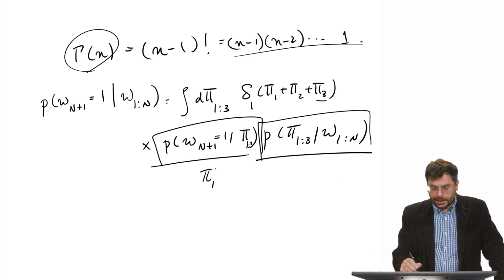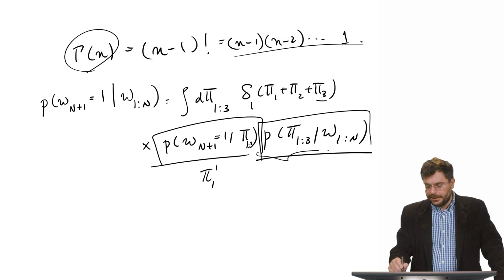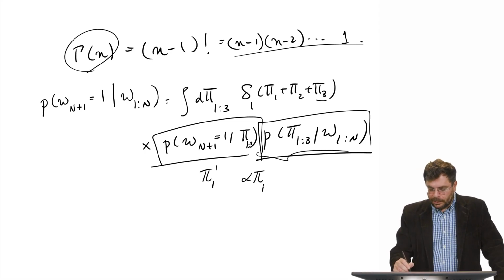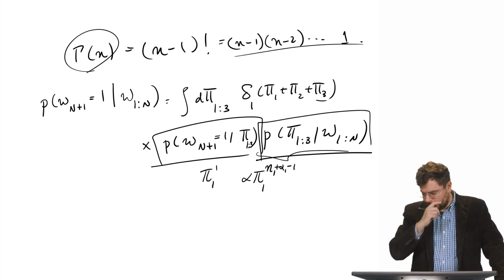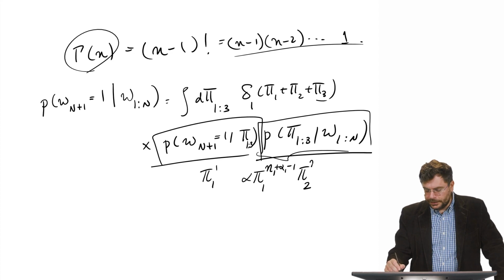It's simply going to be pi 1 raised to the 1, because it's the probability of observing the first outcome. This term here will be quite simple. It's going to be proportional to pi 1 raised to the number of outcomes that I have observed from my first option plus alpha 1 minus 1, multiplied by pi 2 to the n2 plus alpha 2 minus 1, multiplied by pi 3 to the n3 plus alpha 3 minus 1.